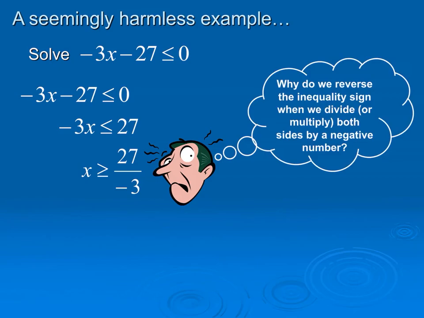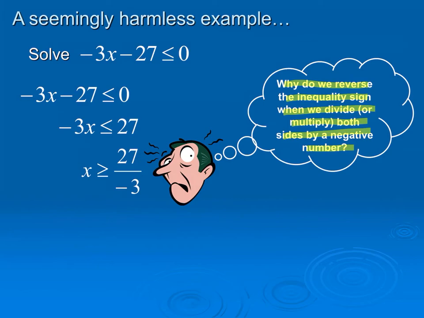Then I divide both sides by negative 3, and do you see what happened? Why do we reverse the inequality sign when we divide or multiply both sides by a negative number? I'm going to highlight that, and I encourage you to highlight that in your copy of the notes and say, okay, why do we do that? Let's ignore that for a second. I'm going to explain why in just a second.